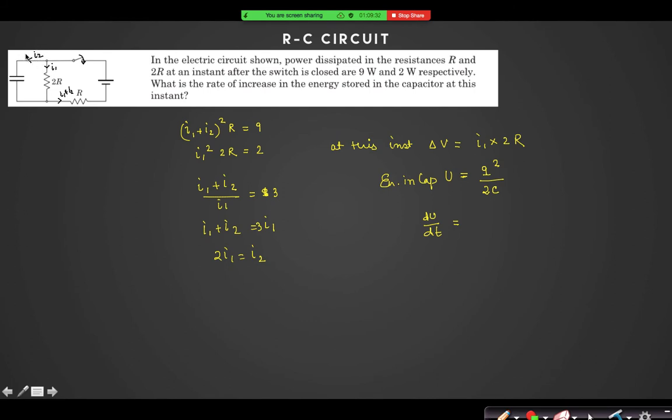dq by dt is equal to I2, or not? Yes, sir. So I can say that du by dt is equal to 2q into dq by dt.